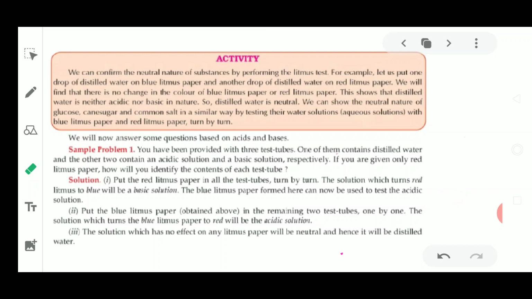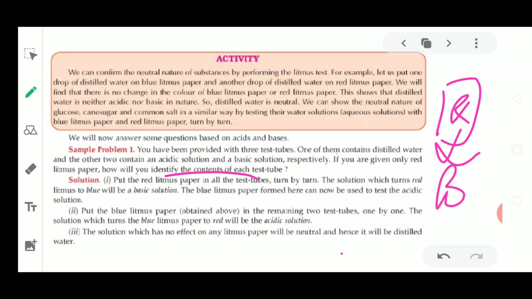Fine. So next we are going to solve this question which is given here. You have been provided with three test tubes. One contains distilled water, the other two contain an acidic and a basic solution. Now if you are given only red litmus paper, how will you identify the contents of each test tube? Only red litmus paper you are having, and you know that red litmus is going to change into blue when it reacts with a base.